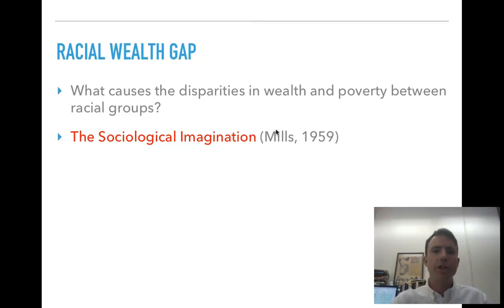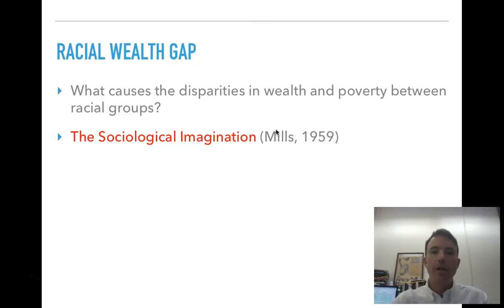And to answer this question, C. Wright Mills' concept of the sociological imagination, which is, I think, undoubtedly one of the most important contributions to sociological thinking in the 20th century, and is a concept that is studied in most introductory sociology courses today.